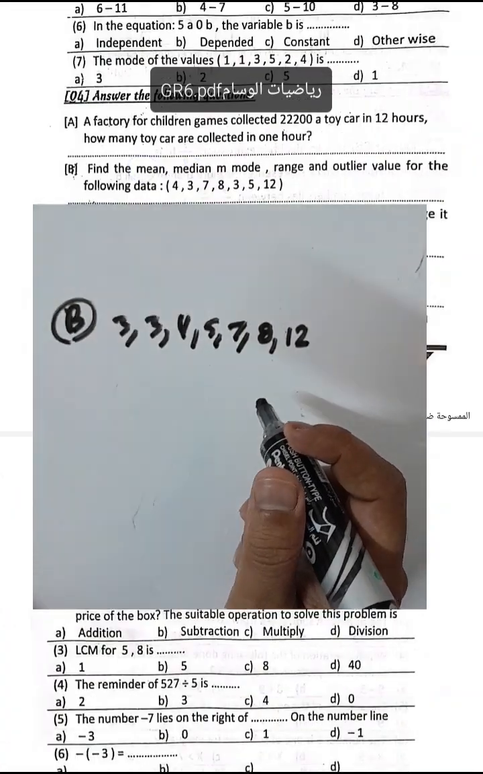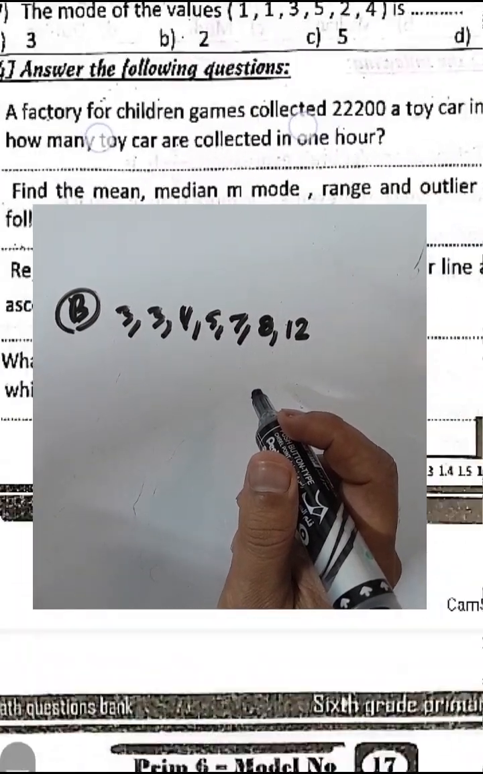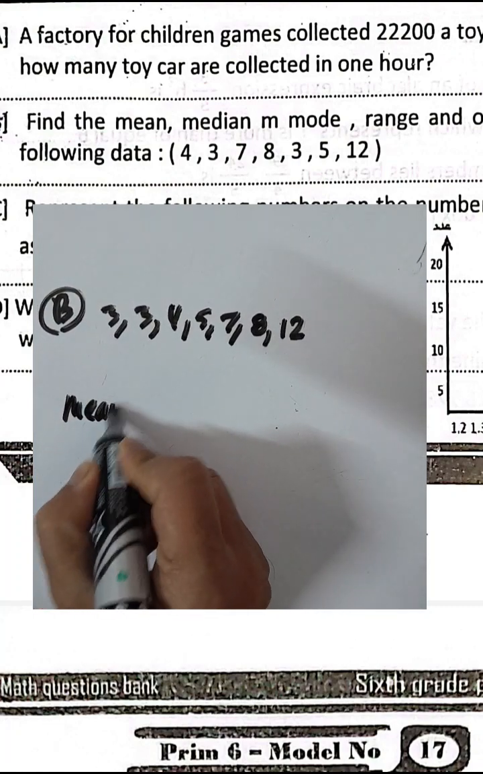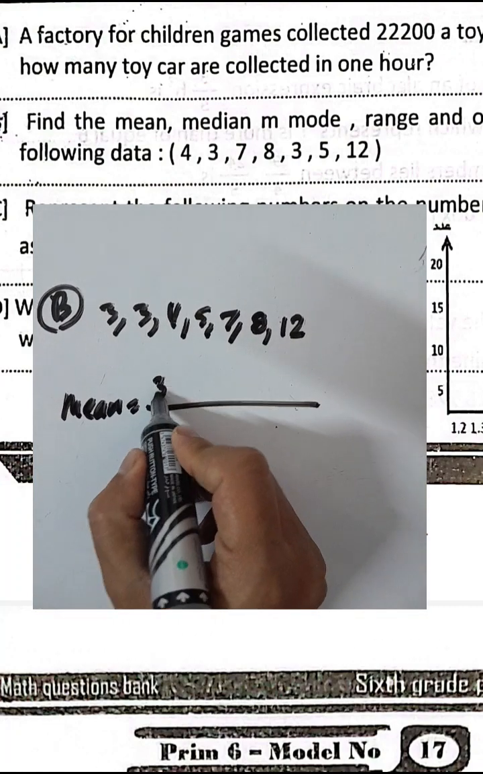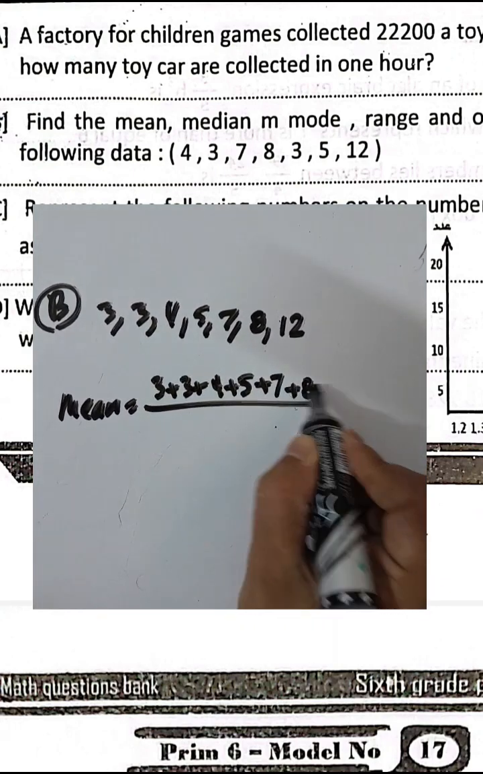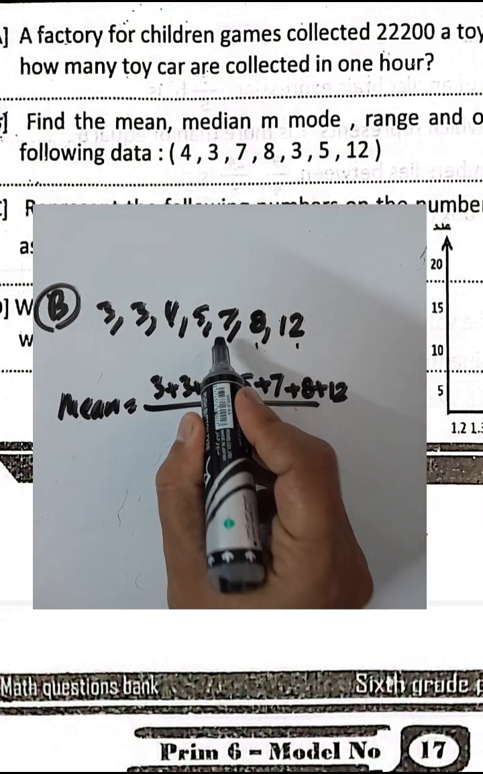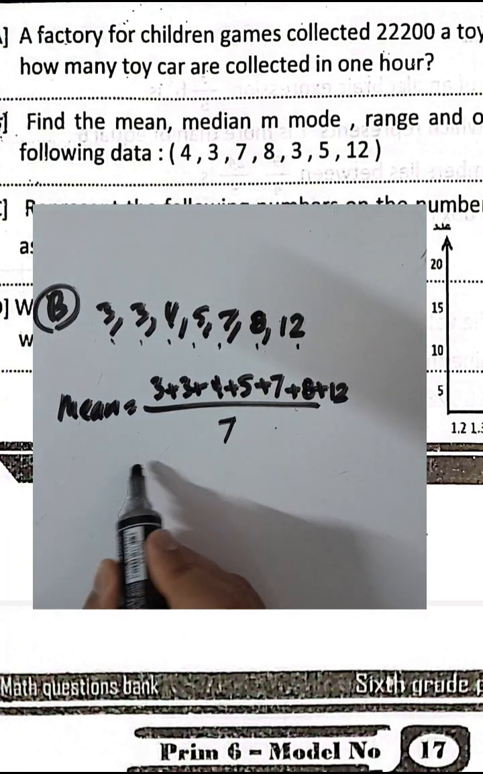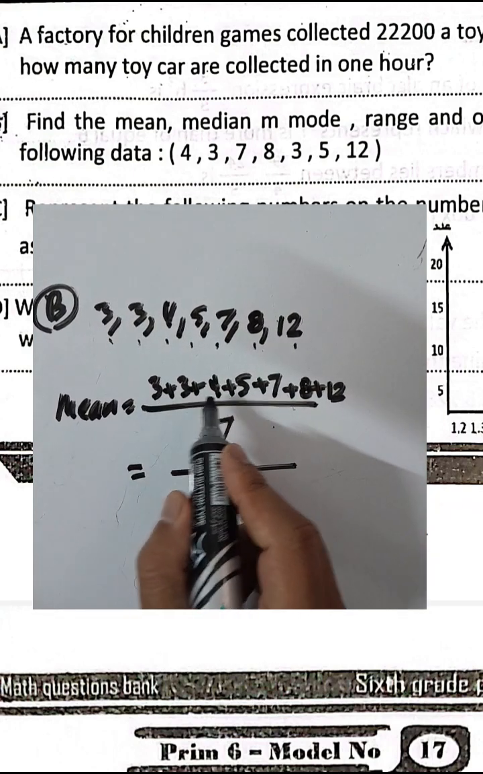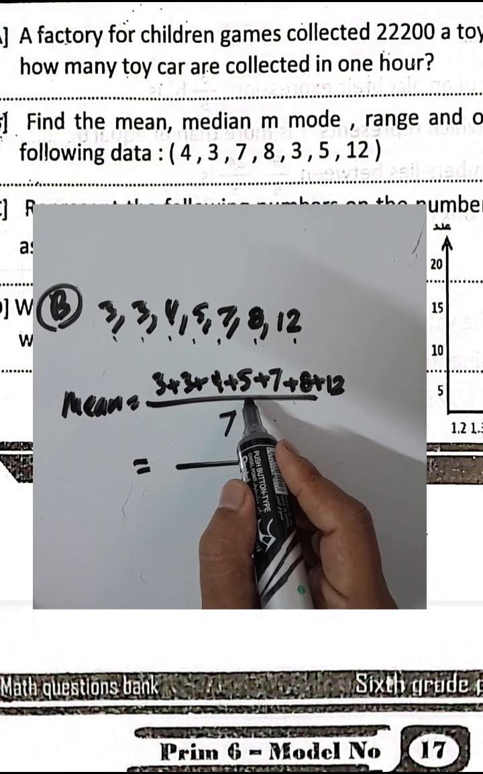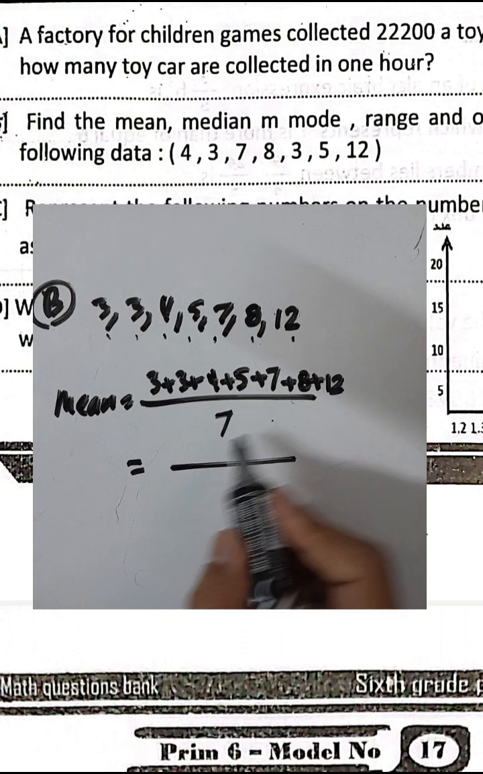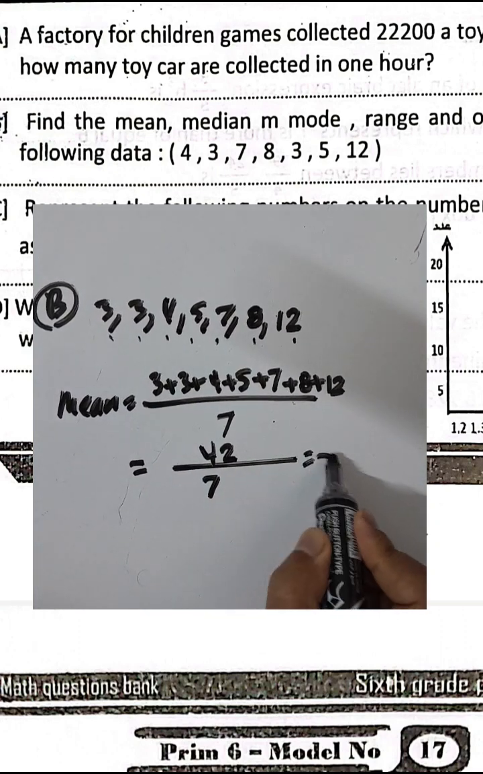Okay, and then we can find first the mean, which equals the sum of all the values, 3 plus 3 plus 4 plus 5 plus 7 plus 8 plus 12, divided by the number of values, 7. The sum of all values divided by the number of the values. 3 plus 3, 6, 6 plus 4, 10, 10 plus 5, 15, 15 plus 7, 22, 22 plus 8 equals 30, 30 plus 12 will be 42, divided by 7, the result will be 6.